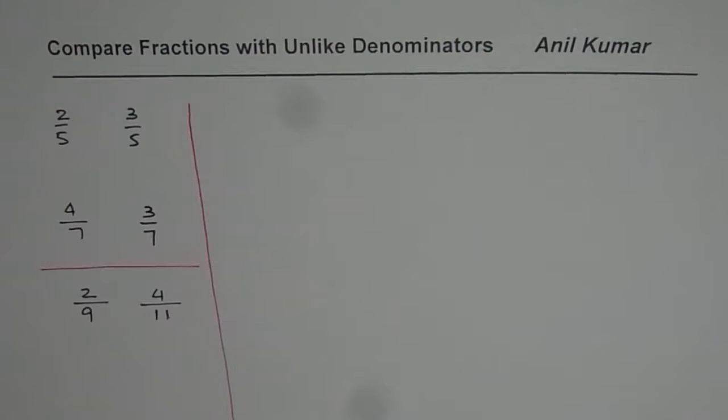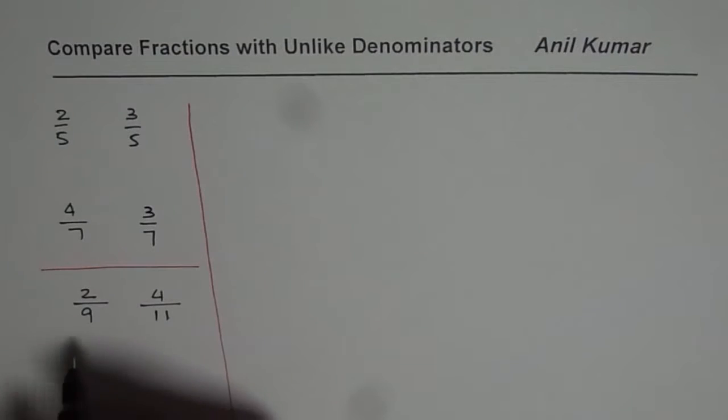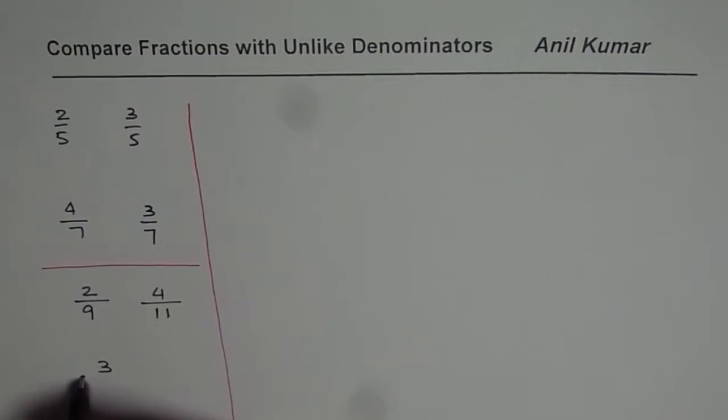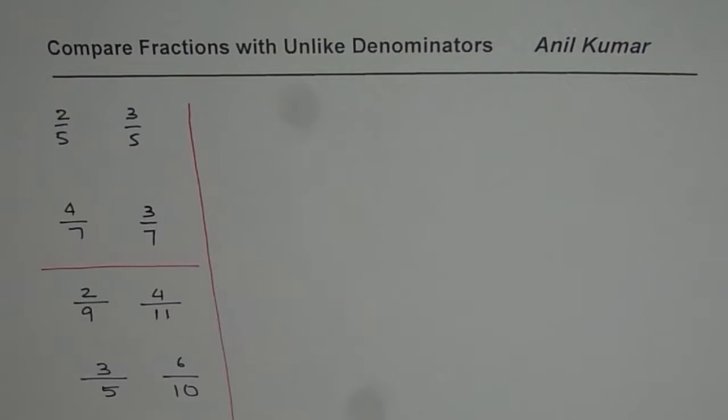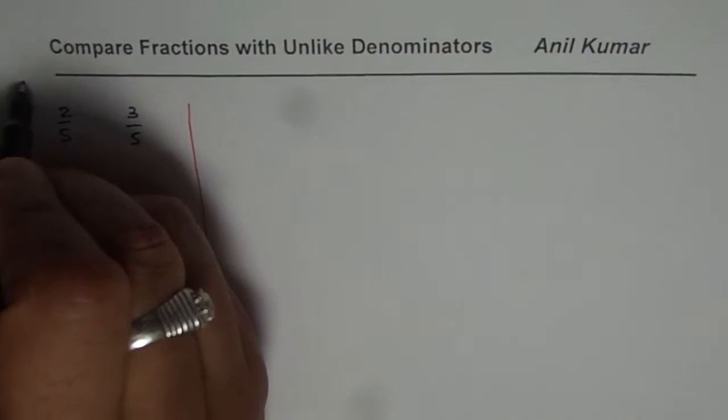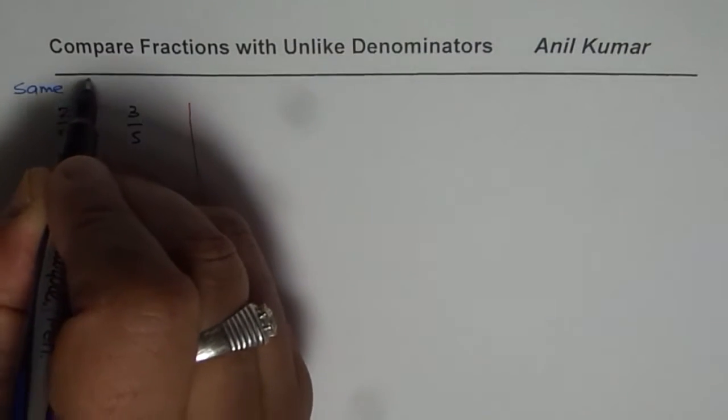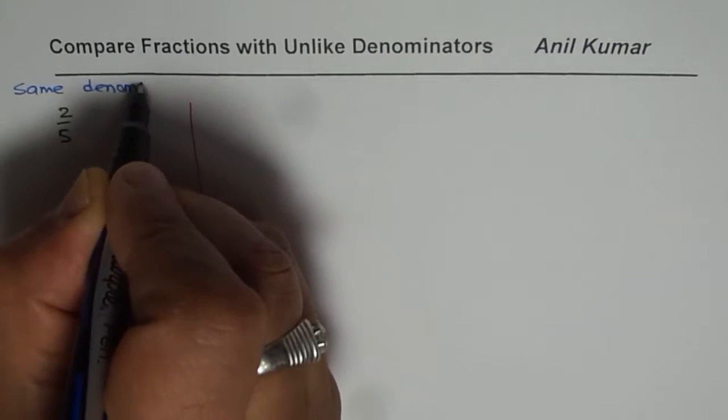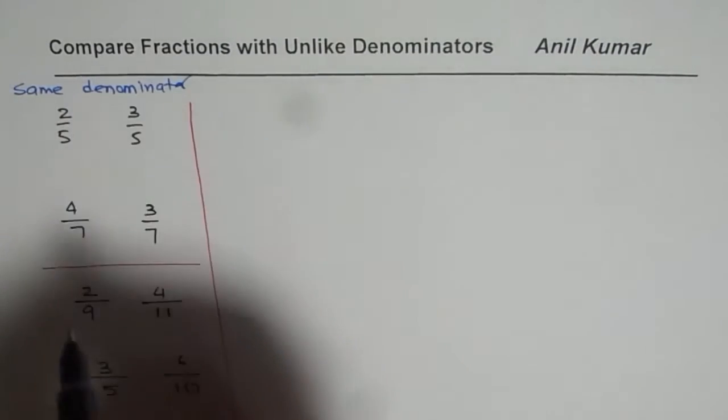Do you get the idea? So these are unlike denominators. We could have more examples here. For example, we could have 3 over 5 and let us say 6 over 10. Here also the denominators are unlike. Unlike denominators means different denominators, and like denominators mean same denominators.